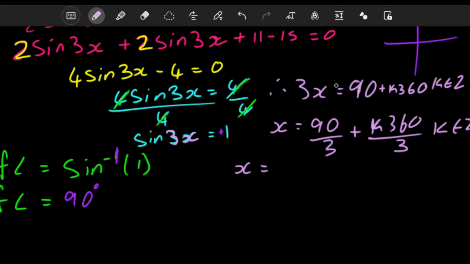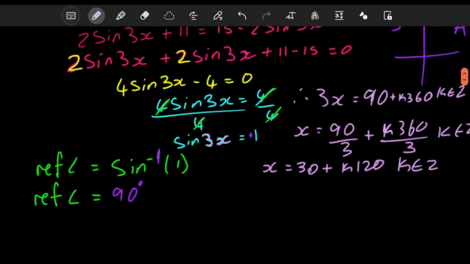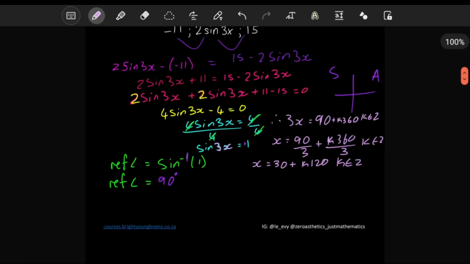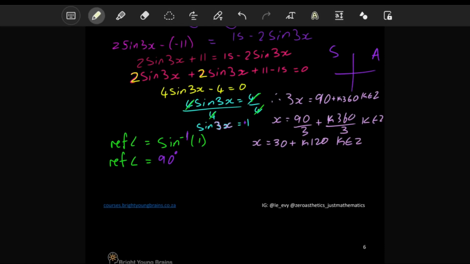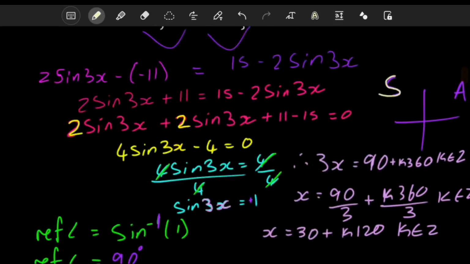you're going to get here, what are we getting? 90 divided by 3 is what? It's 30, right? This divided by 3 is 120. There we go. So you ask yourself, is 30 within this given interval? Yes, definitely. So obviously we're not done here, because you also want to work with the other quadrant, which is the second quadrant, because in that quadrant sine is also positive.